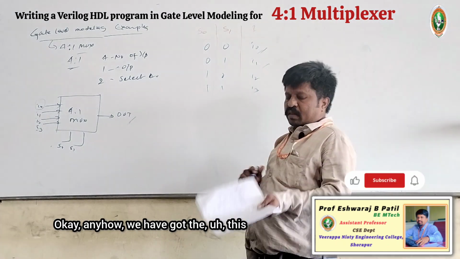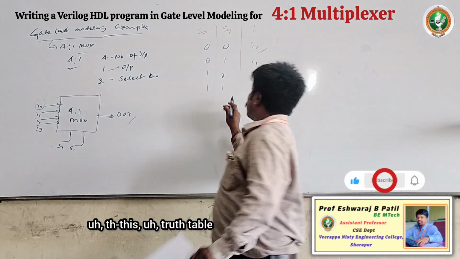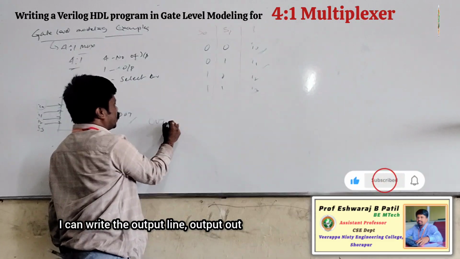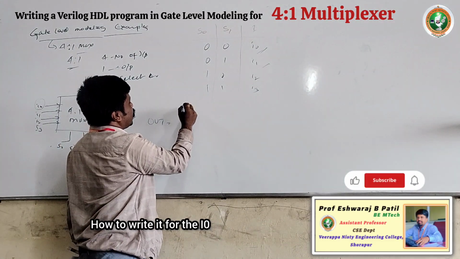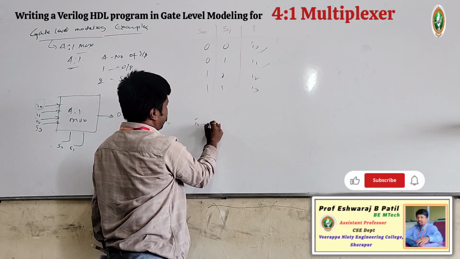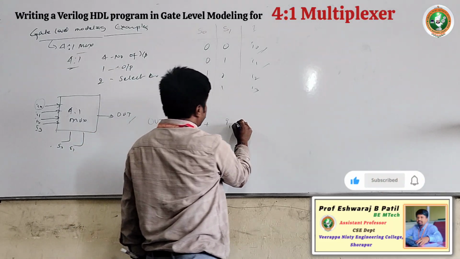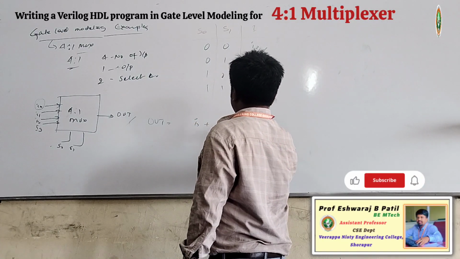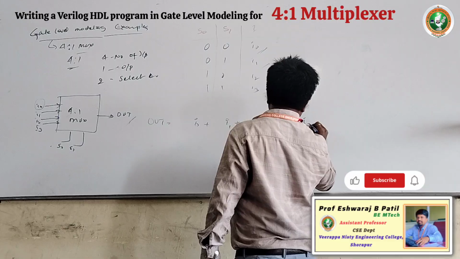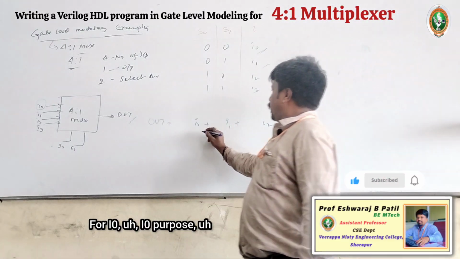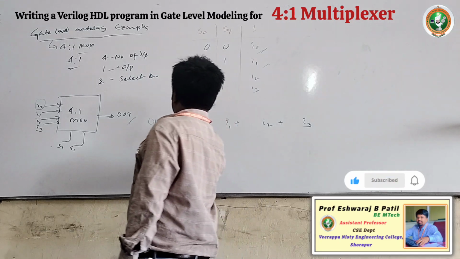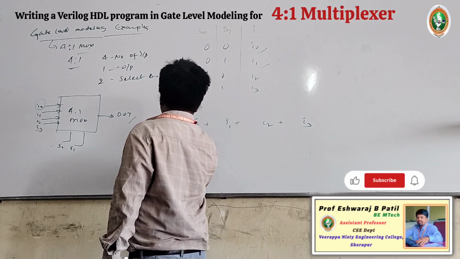Anyhow, we have got these two tables. Based on these two tables, I can write the output line. How to write it for I0? For the I0 purpose, the select line combination is S0 bar, S1 bar.